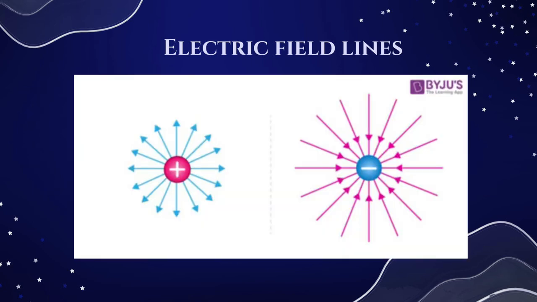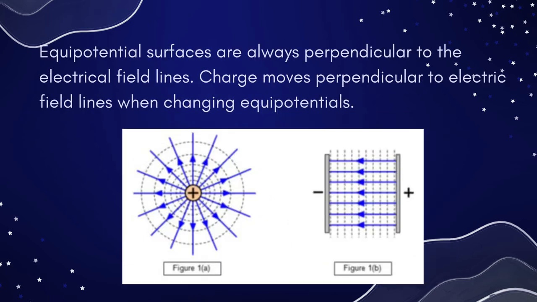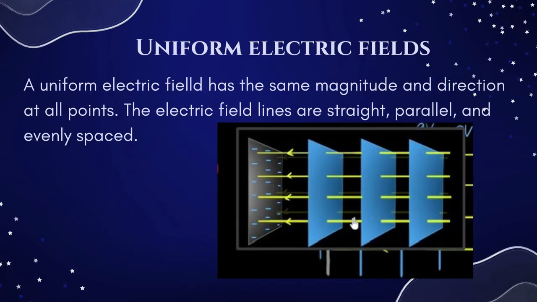Charge moves perpendicular to electric field lines when changing equipotentials. This describes the movement of the charge across equipotential surfaces in an electric field. In a uniform electric field, the equipotential surfaces are parallel planes. Why? A uniform electric field has the same magnitude and direction at all points.